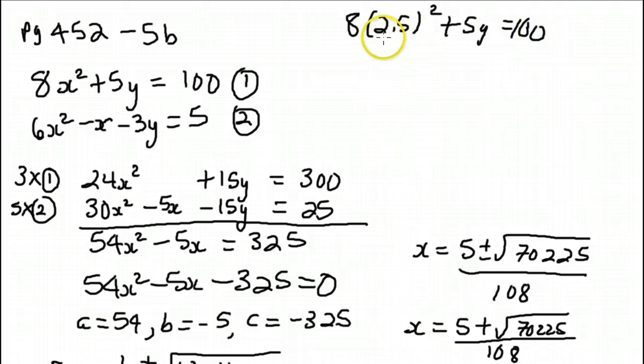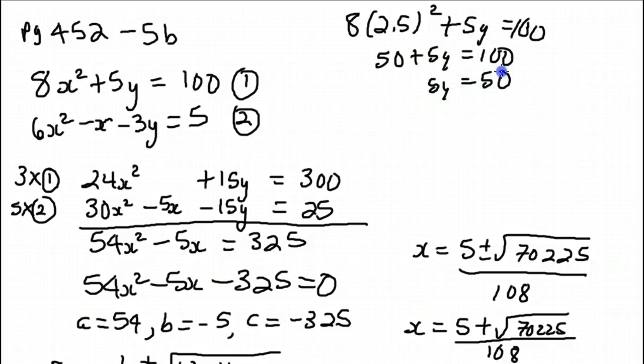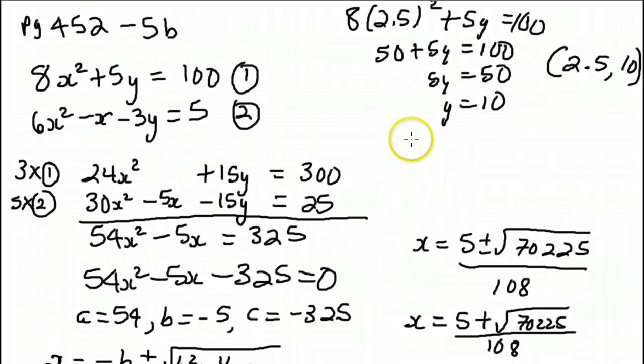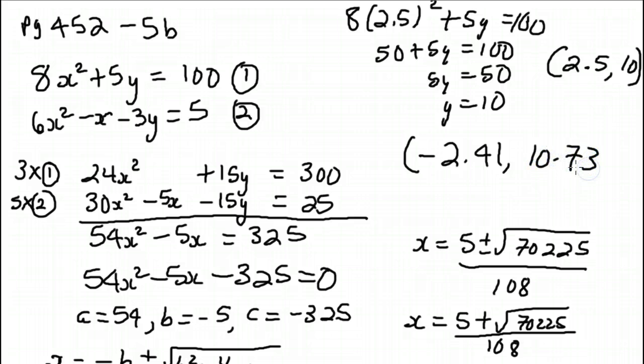So this will be 8 times 6.25, so this will be 50 plus 5y is 100. 5y is 50 and y equals 10. So that gives me one solution, which is 2.5 comma 10. And the other solution, I'm going to put the 2.41 in and just take my word for it: negative 2.41 and 10.73. So we've got 2 points, 2.5, 10, and negative 2.41, 10.73.